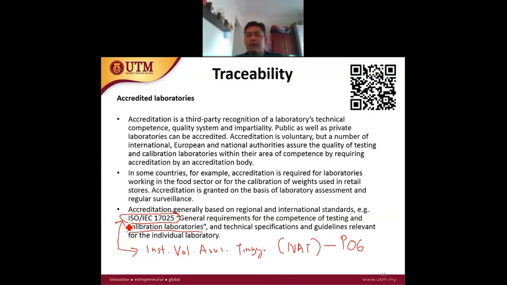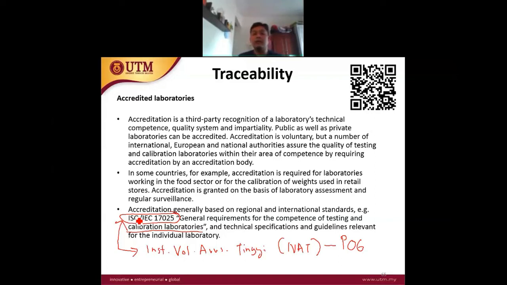transformers wants to know the performance, whether the transformer can withstand and deliver a certain level of high voltage. They can send it to IVAT, and IVAT has the certification to run the process. They also can come to the company and run the process needed. They have the equipment.